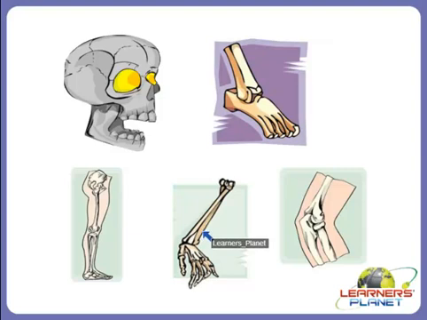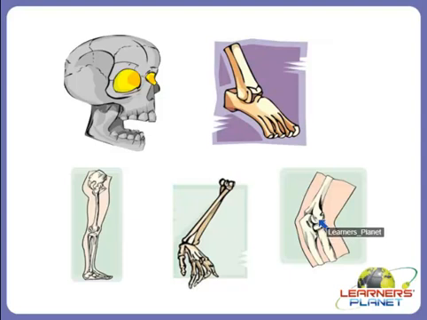This is a wrist joint. So we can move our wrist because of this joint. This is an ankle joint. So we can move our ankle through this joint.